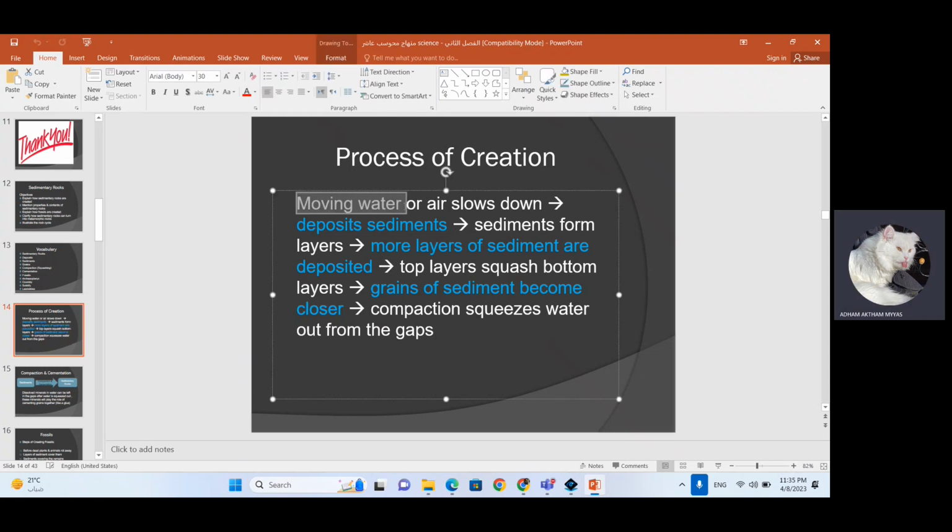First of all, when moving water or air slows down, the sediments are deposited. The sediments form layers. After this, more layers of sediments are deposited also. The top layers squash the bottom layers, so there is a force between them. Grains of sediments become closer. Then the compaction squeezes the water out from the gaps. Be careful with this, because this is compaction.